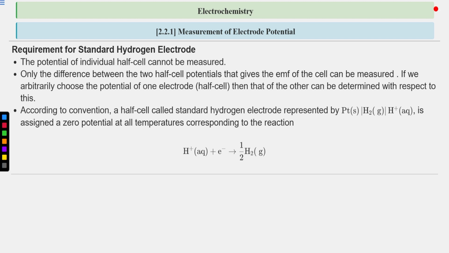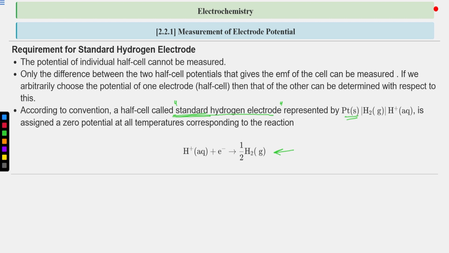H+ plus electron gives half of H2 in the gaseous state. This is the reaction happening for the standard hydrogen electrode half cell. Platinum here is the catalyst we use in this half cell. As the name says, standard, whenever the word standard is added, it means we are considering the standard states of the element or substance.